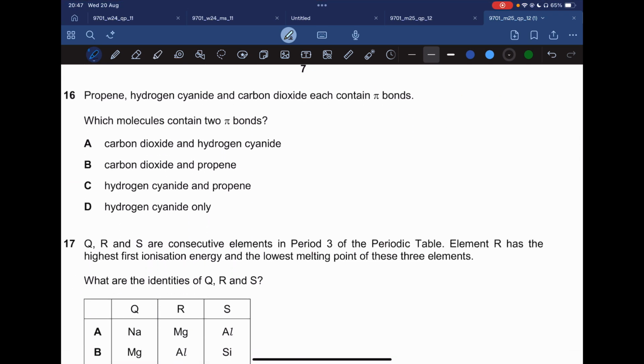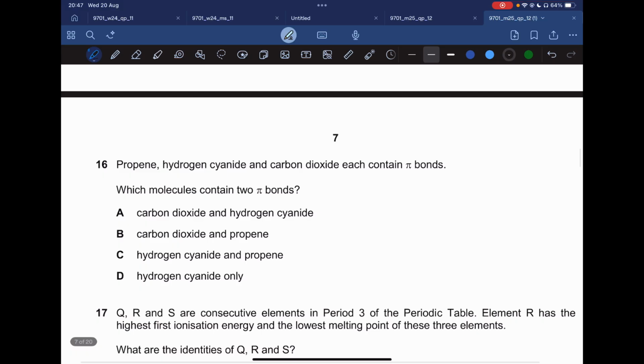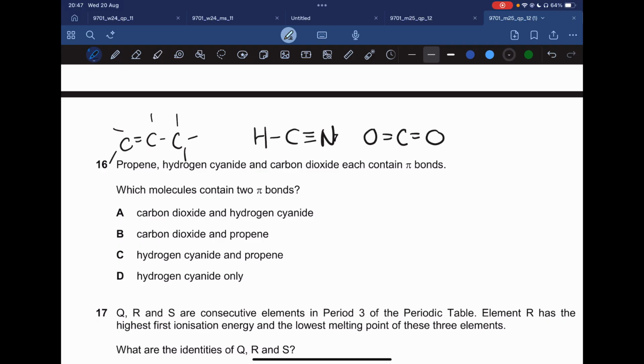Propene, hydrogen cyanide, and carbon dioxide each contain pi bonds. Which molecule contains 2 pi bonds? If we had to draw these out, that's propene. I'm not going to draw the hydrogens in. We have hydrogen cyanide. Cyanide, remember, is C triple bond N, and we have carbon dioxide, which looks like this. So let's identify the pi bonds. Remember, single bonds are all sigma bonds, and once you get to double bonds it's 1 sigma, 1 pi. Triple is 1 sigma, 2 pi.